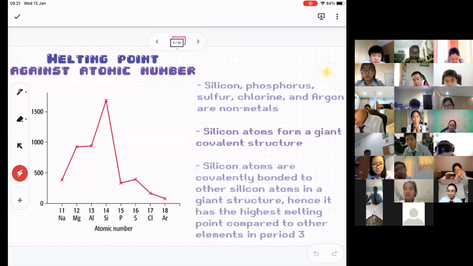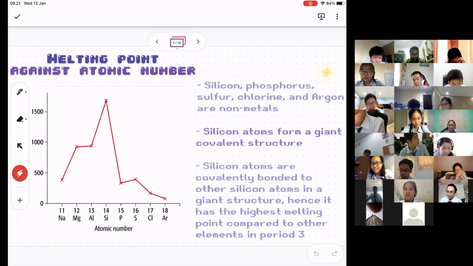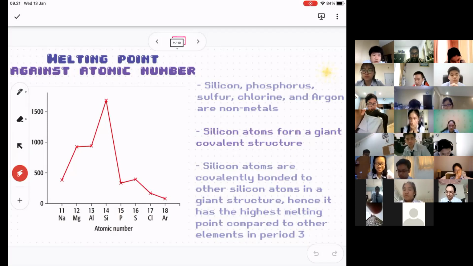Now, this is the melting point against the atomic number. Firstly, silicon, phosphorus, sulfur, chlorine, and argon are non-metals. Silicon's atoms form a giant covalent structure. Silicon atoms are covalently bonded to other silicon atoms in a giant structure. Hence, it has the highest melting point compared to the other elements in period 3.